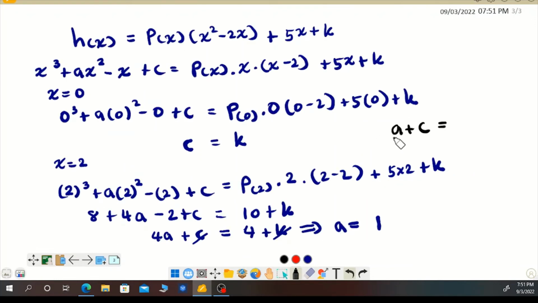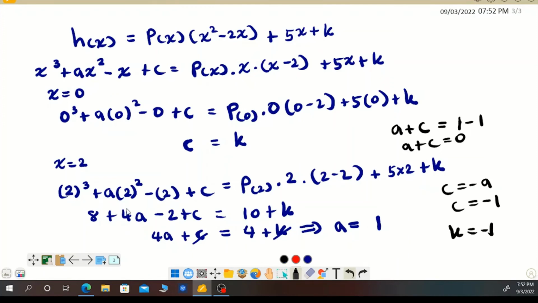So 1 plus b means minus 1. So then a plus c equals 0. Then I can write c as minus a, which means c also equals minus 1. So I know the a, b, c values and the value of k also. So c and k are equal, then the k value is also minus 1.